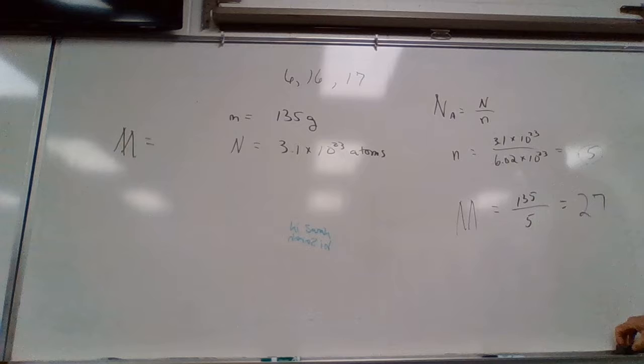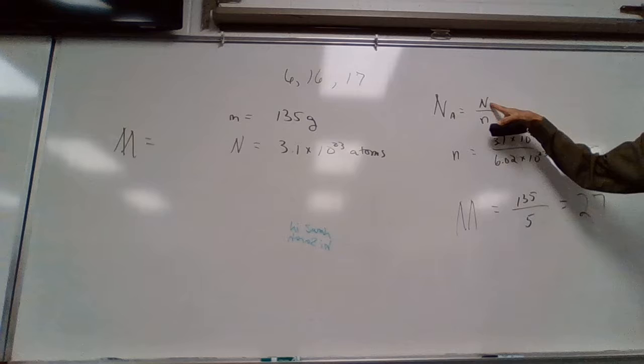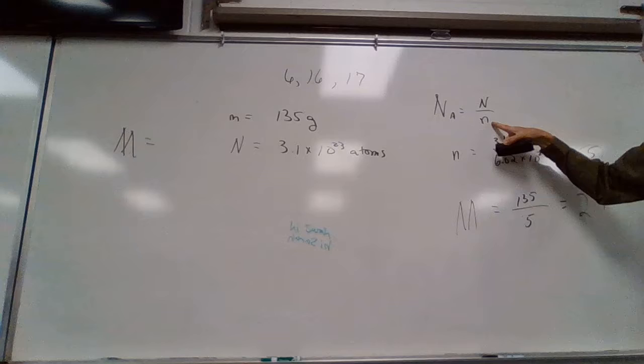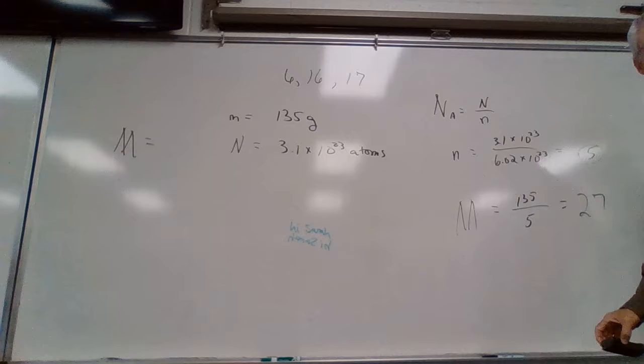What do all the N's stand for? The N's? N_A is Avogadro's number, but just an N by itself is the number of particles. The little n is the number of moles. So capital N, number of particles, little n, number of moles. Because moles are little. Well, the particles are actually smaller than the mole is, but.